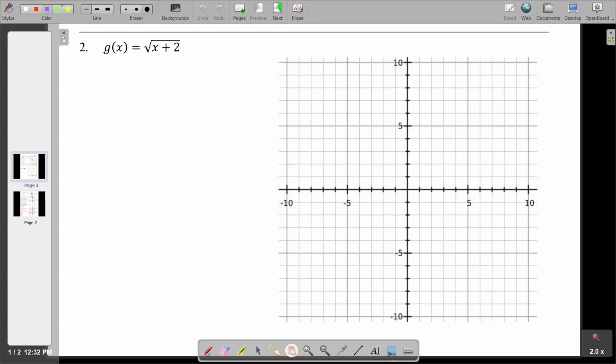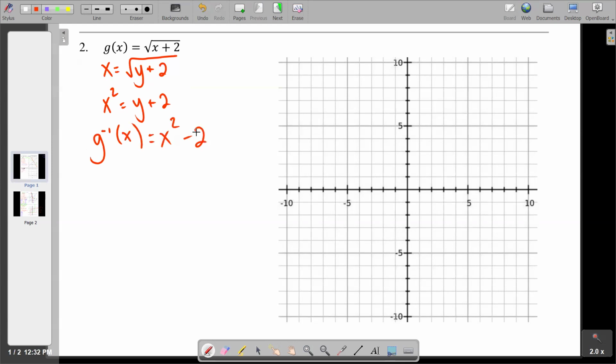So for step 1 of finding the inverse, we are going to switch the letters. So we're going to have x equals the square root of y plus 2. And then what do we do? Square both sides. So we wind up with x squared equals y plus 2. And after that, y equals x squared minus 2. So we can say that g inverse of x is equal to x squared minus 2.